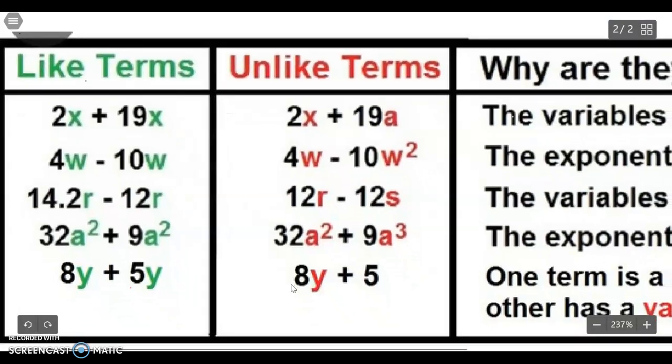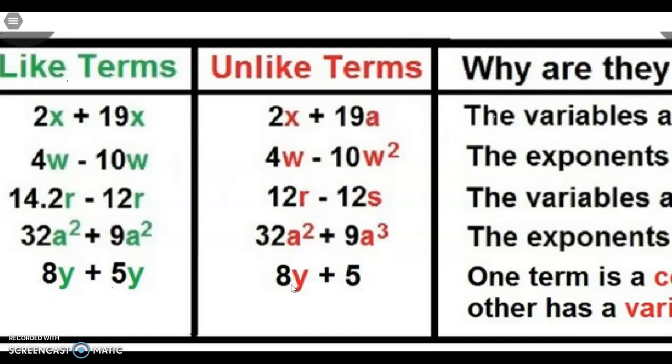Over here, you look at unlike terms, where you either have a different variable, like x and a, or down here, where you have 12r and 12s. Even though the number's the same, the variable's different, so it's not like terms. Or you have the same variable, but the exponent is different. See, this is 2, and this is the understood 1 right there. This one has a 2, this one has a 3, even though it has the same variable. Or you have a constant multiplied against a variable added to a constant, that's not like terms either.